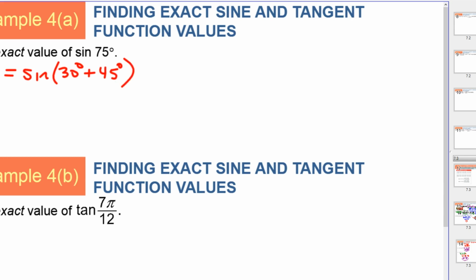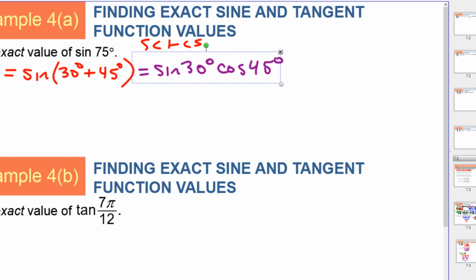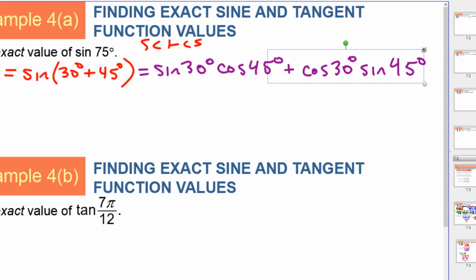And we've already done one just like this. You just got to pick the right pattern. That's a sine plus. So sine plus, the pattern says sine cosine plus cosine sine. I don't have it memorized. I don't expect you to have it memorized. I expect you to be able to look and find the right one. Okay? Sine cosine plus cosine sine. So sine of the first one, cosine of the second one, plus cosine of the first one, sine of the second one.